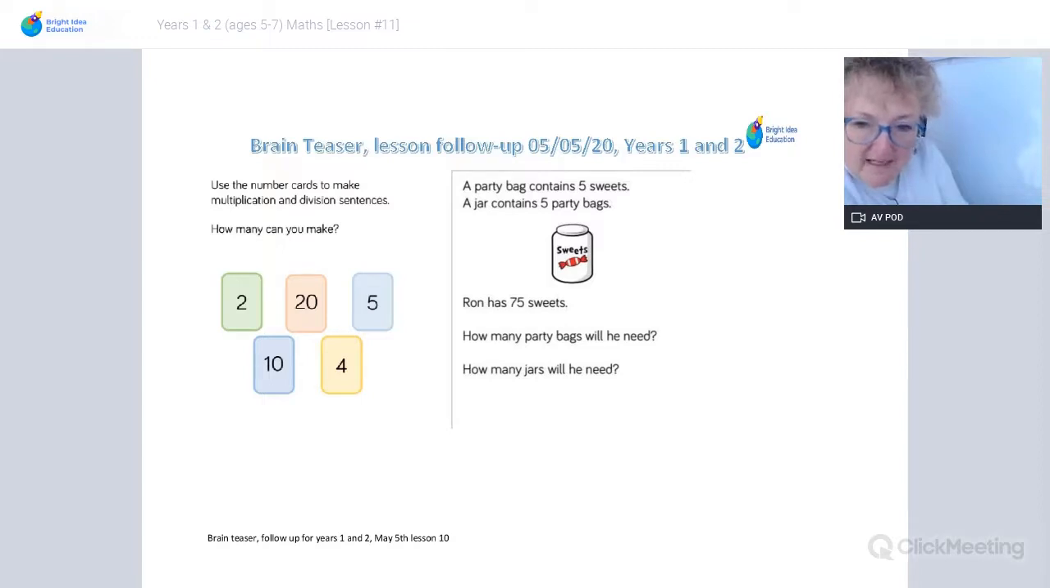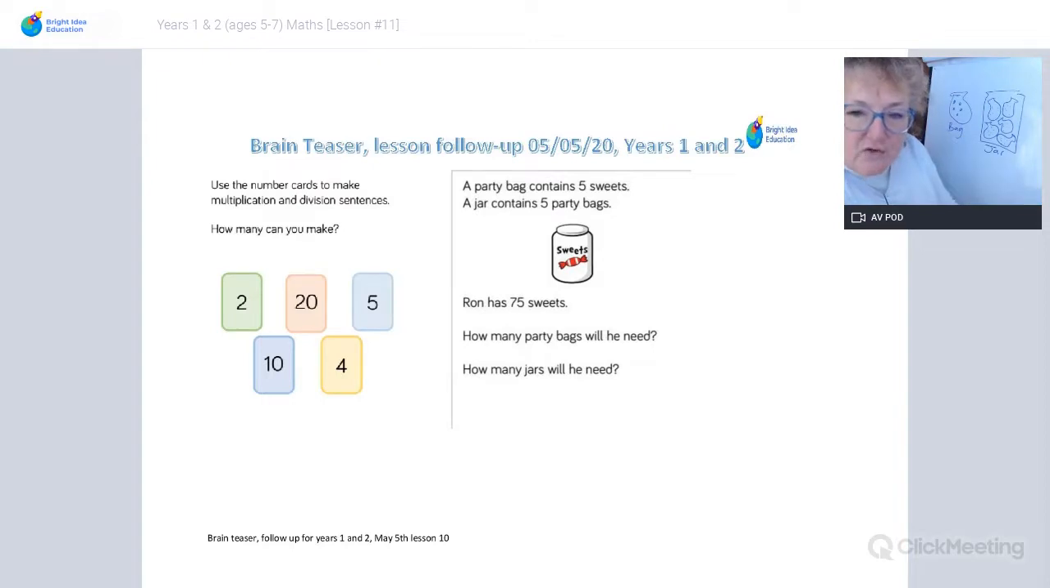A party bag contains 5 sweets. So in our bag, we've got 5 sweets. There we are, 5 sweets in the bag. And a jar contains 5 bags. So when we have a jar, we've got 5 of these bags in there. I'm going to draw the bags very quickly. I'm not asking for presents and prizes for my artwork. I'm just doing them so we can see. So we've got 5 bags, each with 5 sweets in them. That's what happens. So there's our jar, and there's our bag. When we have a problem, let's draw it.